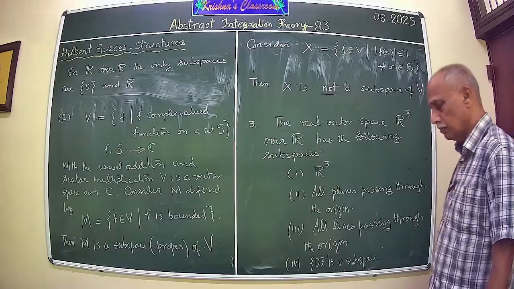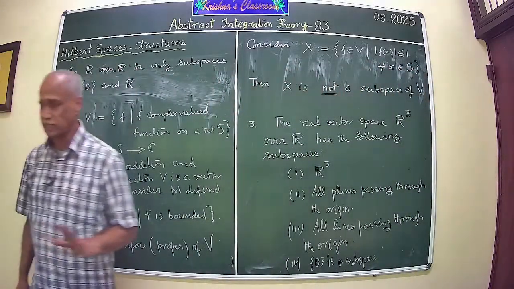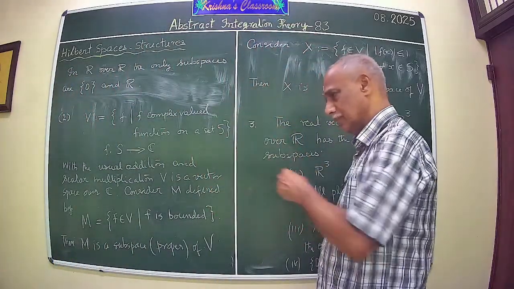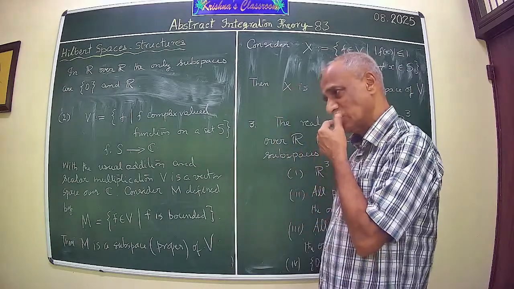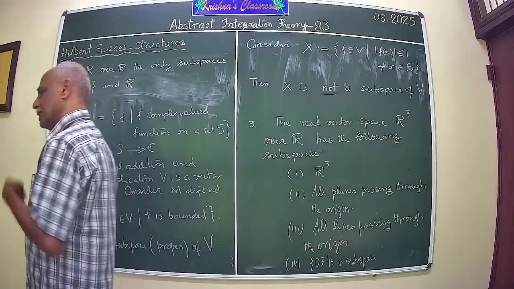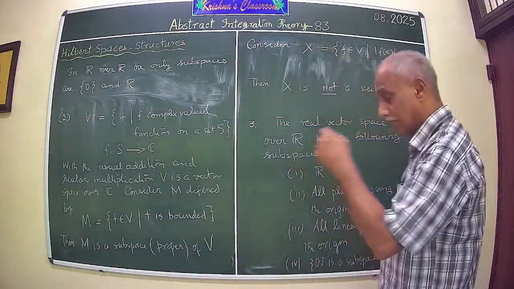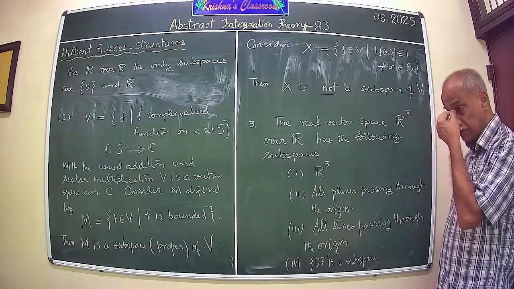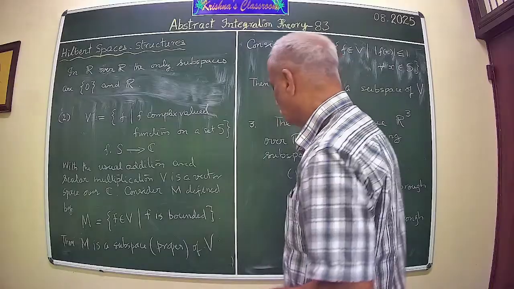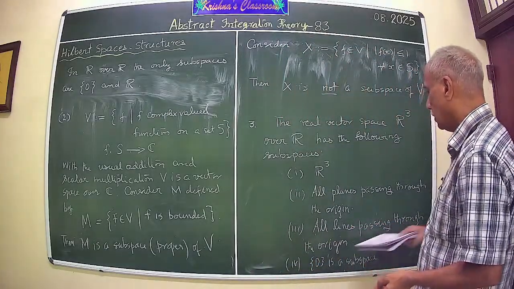That means if you take R3, consider a plane passing through the origin. Take two vectors in it and add. If you add them, you get another vector in the same plane itself. Similarly, take any vector in that plane, then any scalar multiple of that is also a vector in the same plane. And the same remark holds for lines passing through the origin.